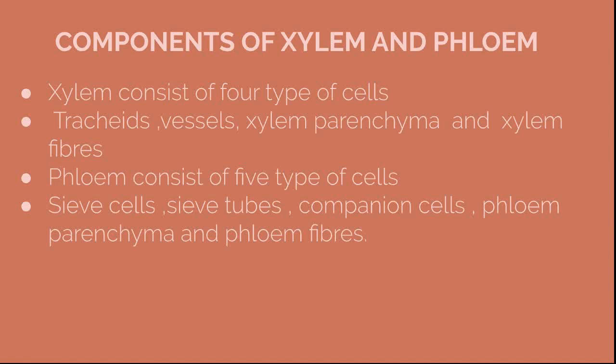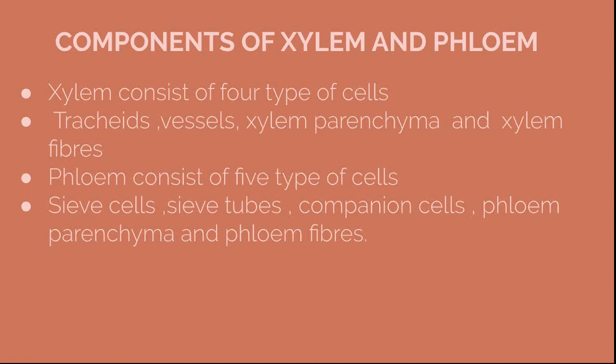So let's study now phloem tissue. Phloem consists of five types of cells: sieve cells, sieve tubes, companion cells, phloem fibers, and phloem parenchyma. Sieve tubes are tubular cells. They are just like tubes, but they have perforated walls. That means there are holes in the walls.